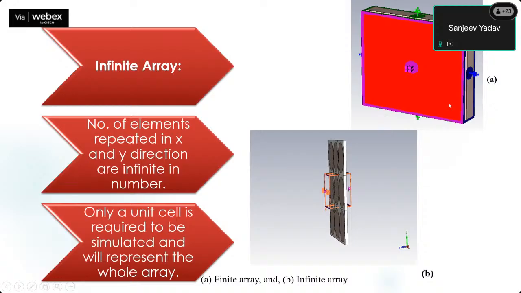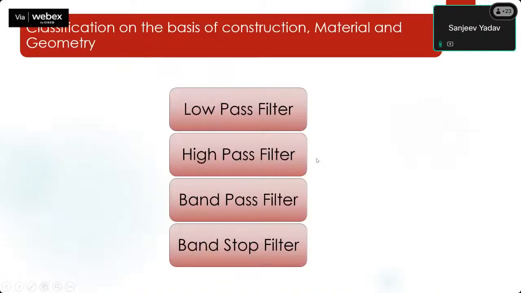Here you can say that a single unit has been designed, and then by studying all its properties we design an infinite array of this type. On the basis of construction, material, and geometry, they are again classified into low pass filters, high pass filters, band pass filters, and band stop filters.